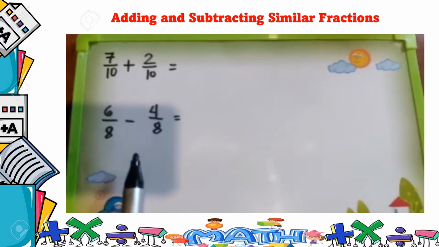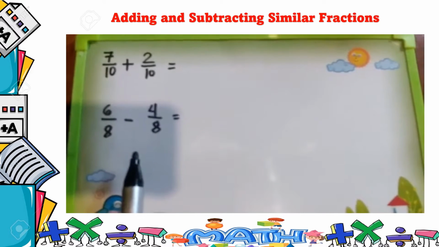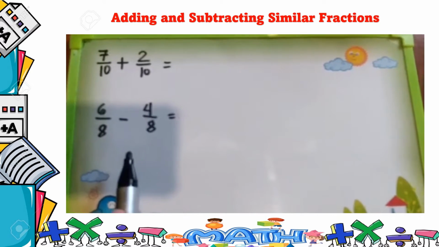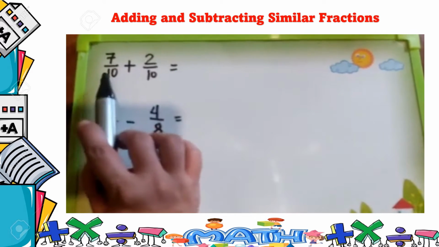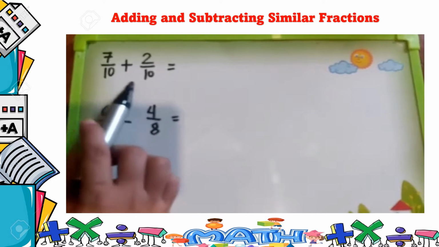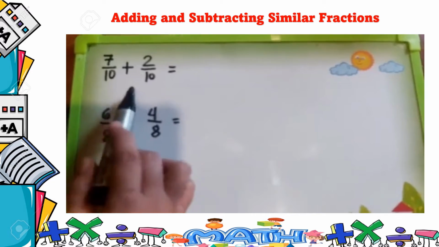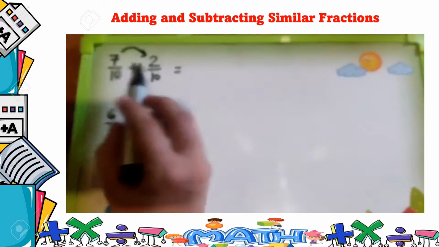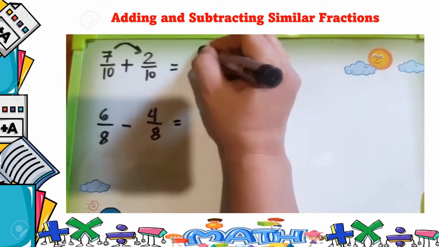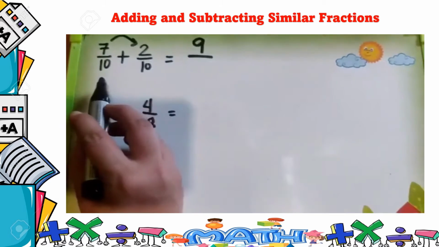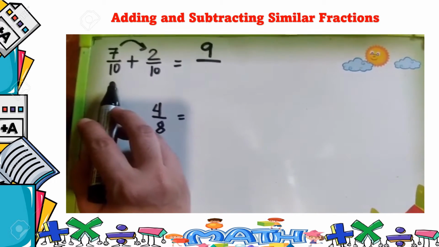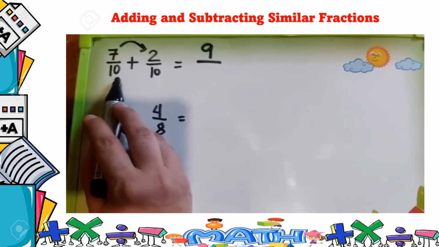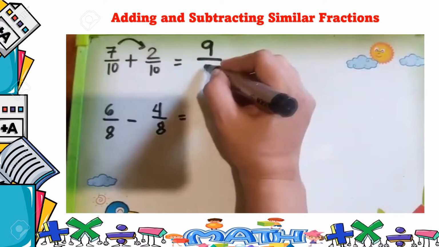Then we will now proceed to step 2. We will add the numerators. For example, in the given 7/10 plus 2 over 10, let's add the numerators. 7 plus 2 is equal to 9. And then step 3 is just copy the denominator. The denominator here is 10.